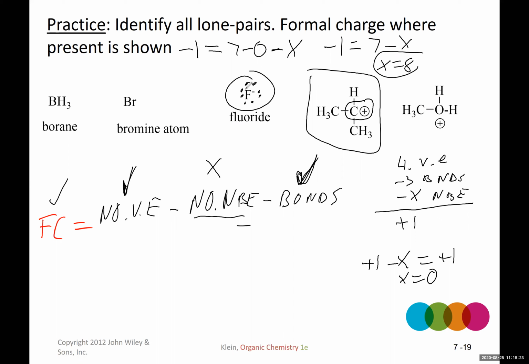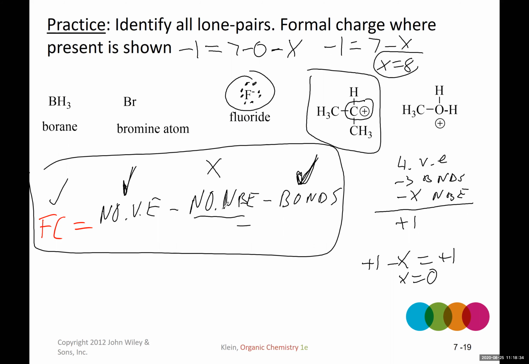Okay. See how you do that? It's very straightforward. It's done using the same equation, but now the variable is the number of non-bonded electrons. All right. We can do one more.